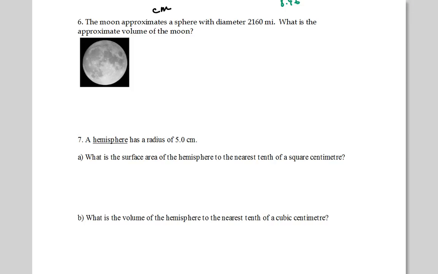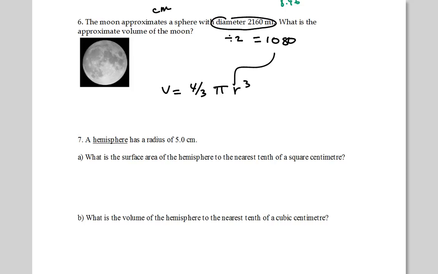The moon approximates a sphere. It's very close to being a sphere, as well as the Earth. Very close to being a sphere. And they give you diameter. Automatically divide by 2. Just as soon as you see diameter, just divide that by 2. 1080. And approximate volume, you just pump this into the calculator. 4/3 pi r cubed, where you put the 1080 right there. So 1080 cubed, massive number. 1080 cubed times pi times 4, divide by 3, massive number.